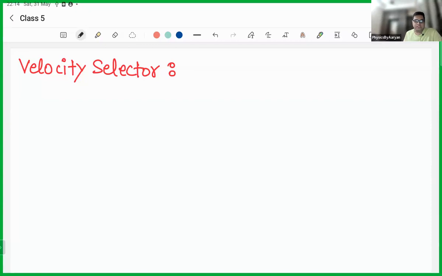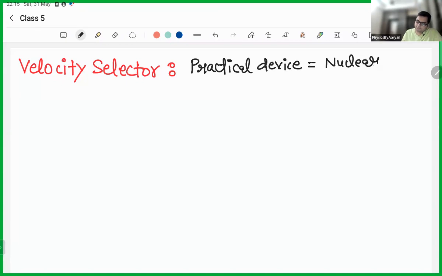Now, one very important thing is known as the velocity selector. The velocity selector is a very practical device, a practical device for all the nuclear physicists. So what does a nuclear physicist do?